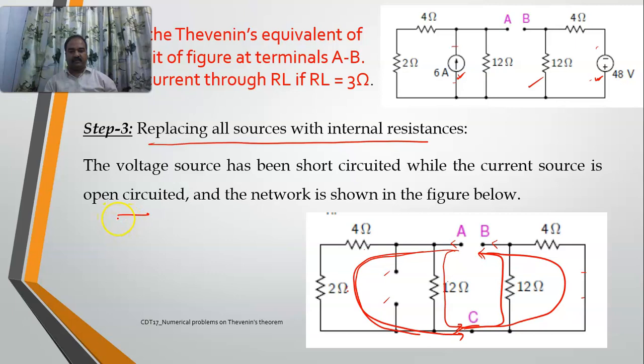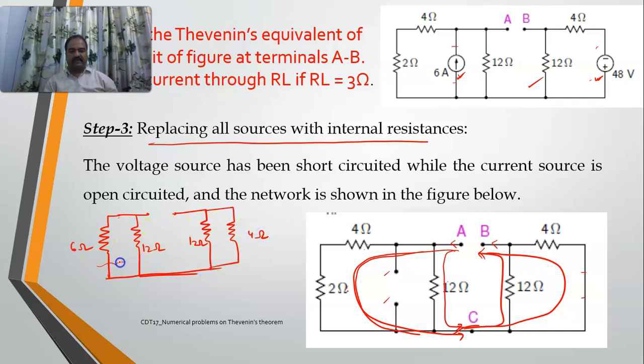4 and 2 are in series, right? So I'll take it as 6 ohms, right? And this is already 12 ohms. Here it is 12 ohms. And here it is 4 ohms. If you carefully see, again these two are in parallel. So 6 into 12 by 6 plus 12. Here also these two are in parallel. 12 into 4 by 12 plus 4. This is 3, whereas this is 4.